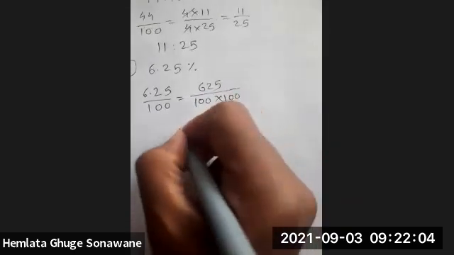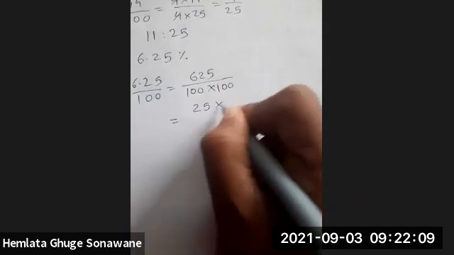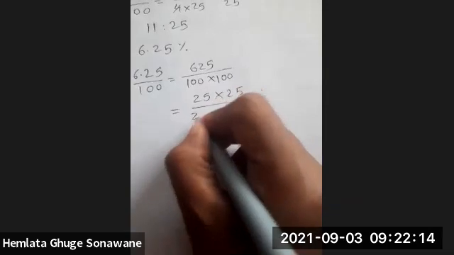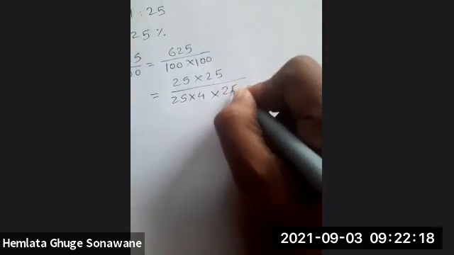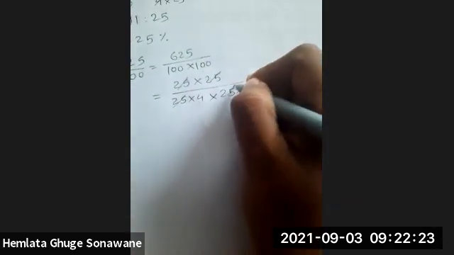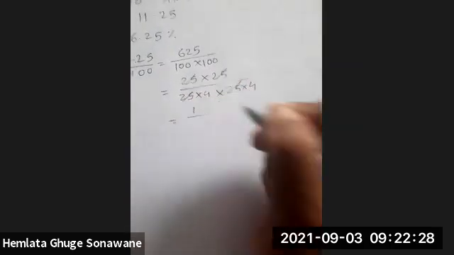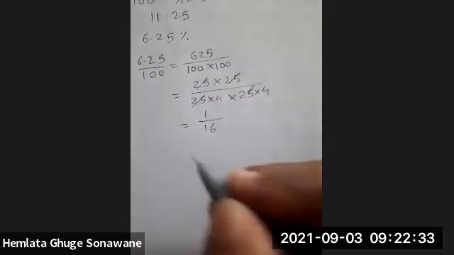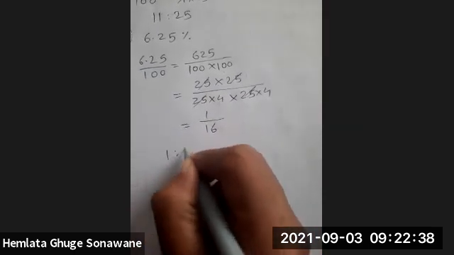Okay, now we have to split the terms. This 625 is the square of 25. So we will write 25 into 25. This 100 will split as 25 into 4, then again 100 as 25 into 4. Now here 25 cancels with 25, and 25 cancels with 25. 1 remains here, 4 fours are 16. So it becomes 1 as to 16.